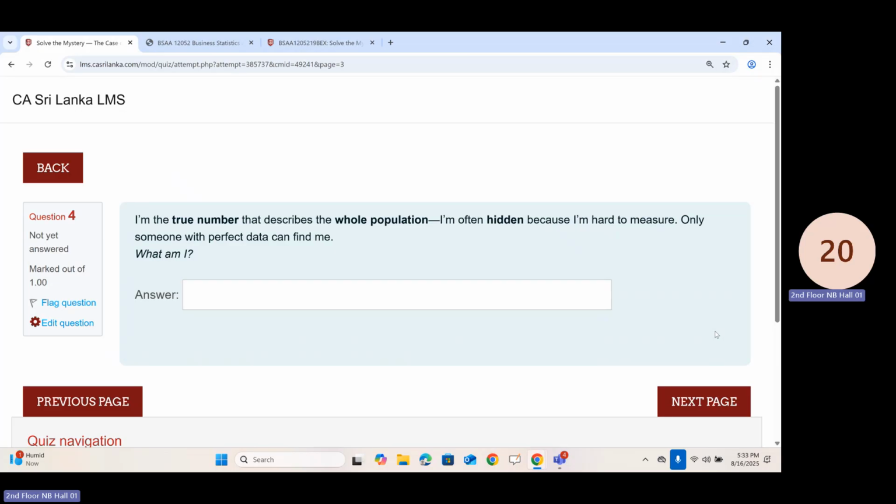A parameter is a numerical measurement that describes the characteristic of a population. Then we studied that parameters cannot be calculated, they can only be estimated. Then the constant value is there. So this is population. Have you studied now?